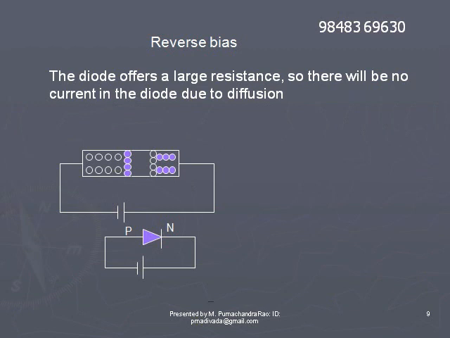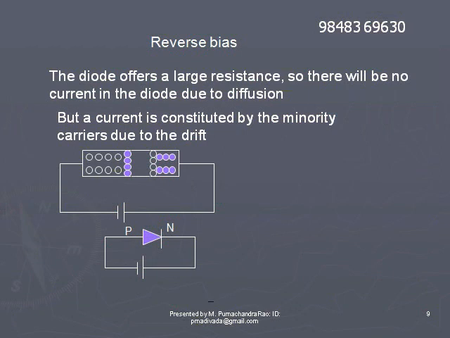In forward bias, the resistance offered is very small because diffusion will take place because of the applied potential difference. Here, the diffusion will be stopped by the applied potential difference. Hence, the width of the barrier increases and the resistance of the diode increases.